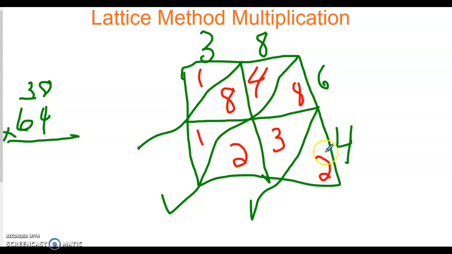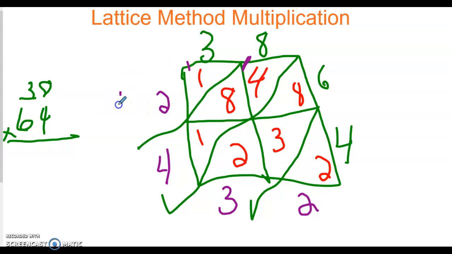Now I add up my zones. Zone 1 right here, just 2. Zone 2, I have an 8, a 3, and a 2. I know 8 plus 2 is 10, plus 3 is 13. Bring down your 3, carry the 1 over to your next zone. I know that I have now a 4, an 8, a 1, and a 1. I know 8 plus 1 plus 1 is 10, plus 4 is 14. Carry that 1. I have a 1 and a 1, which is 2.